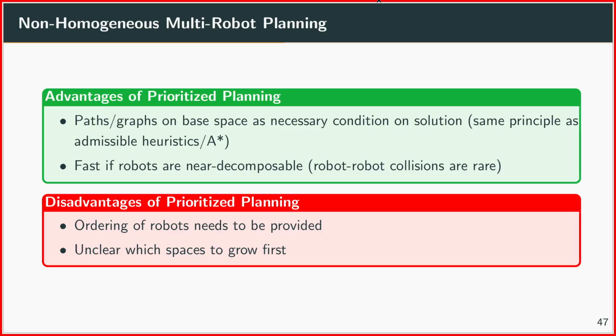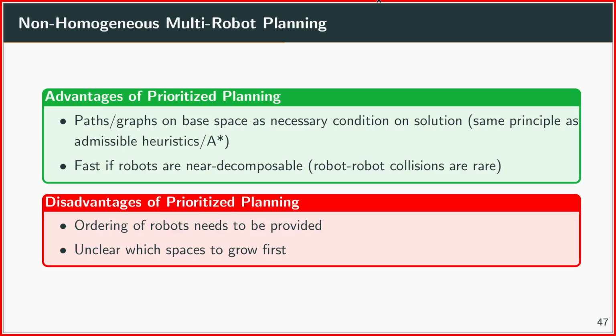Disadvantages: definitely that you have to have some kind of ordering of the robots. You have to say, okay, this robot goes first, this robot goes last, and this is usually not so easy to do. That means it is unclear which spaces to grow first, so there is a little bit more information which you have to put into the algorithm. Okay, any questions before we move on to decomposed planning?